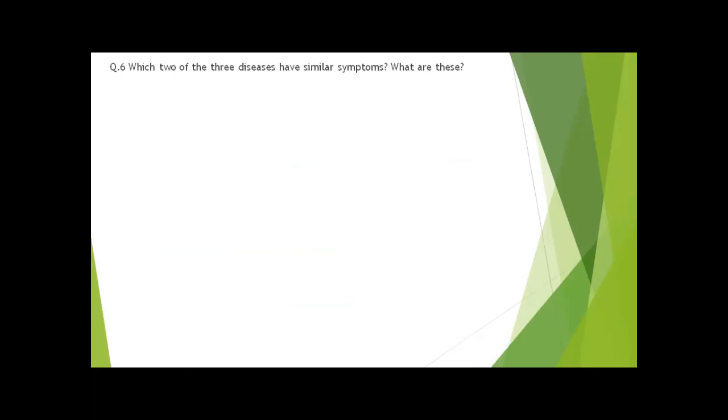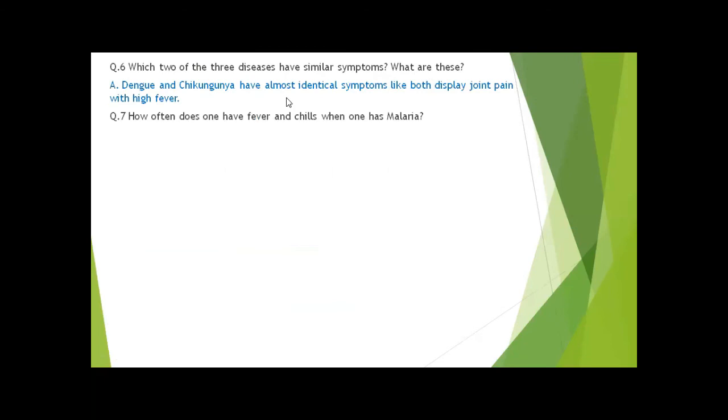Question number 6. Which two of the three diseases have similar symptoms and what are these? Answer is dengue and chikungunya have almost identical symptoms, like both display joint pain and high fever. Question number 7. How often does one have fever and chills when one has malaria? The answer is the main symptoms of malaria are chills and shivering, which usually occur after every 2 days.